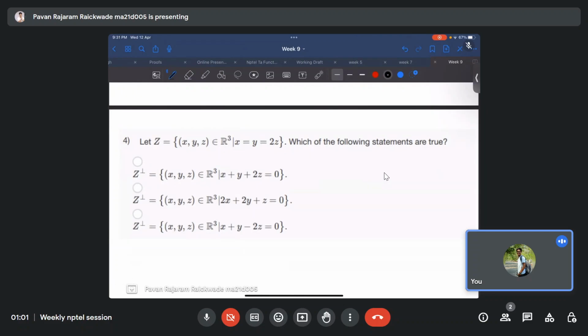They have given a subspace of R3. Which of the following statements are true? We have to check.